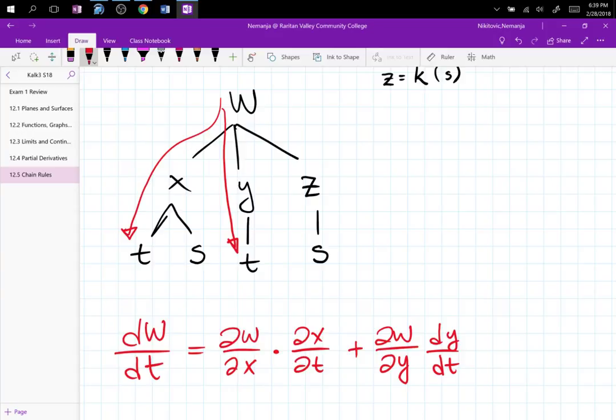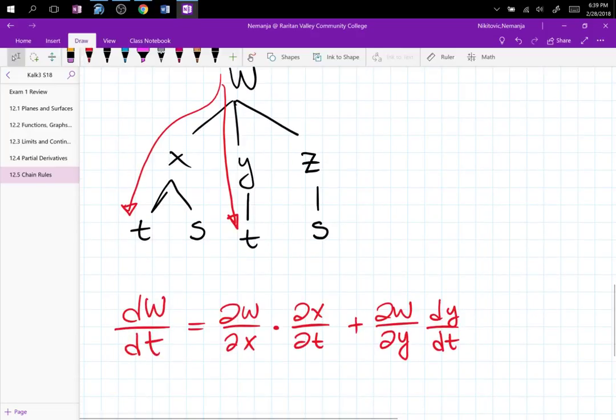All right, so create the blue path for dw ds.